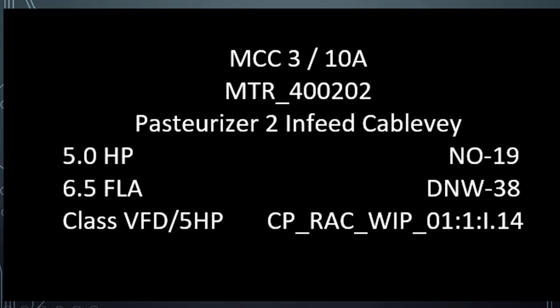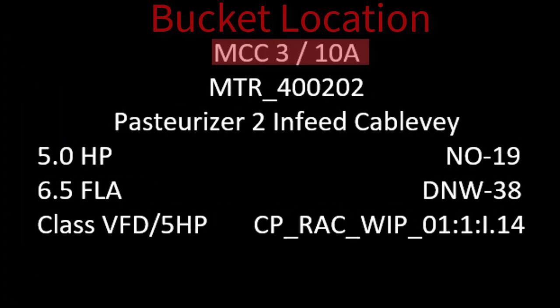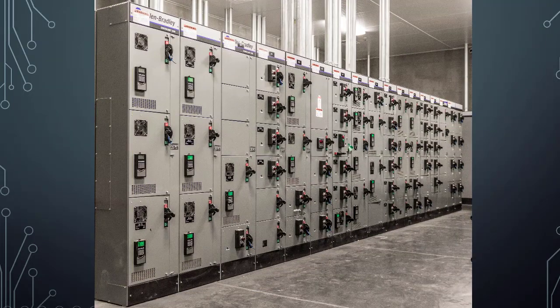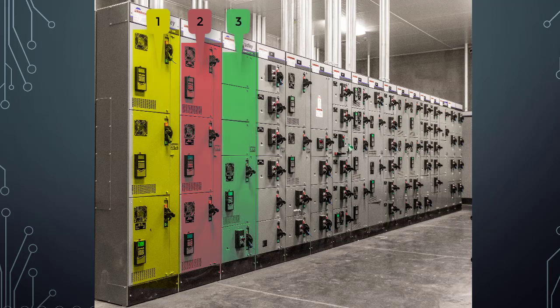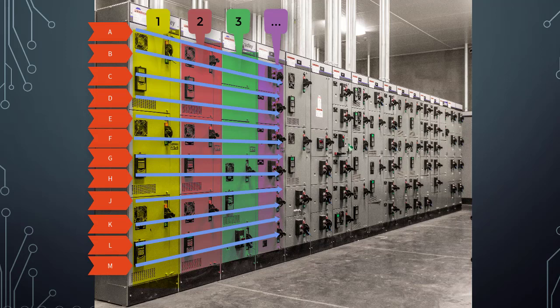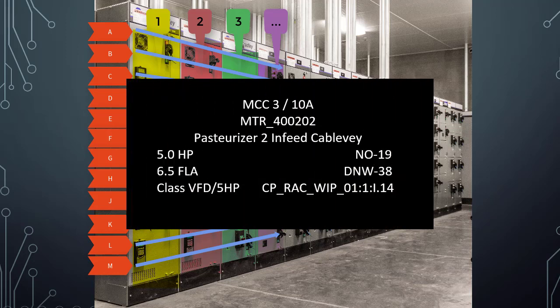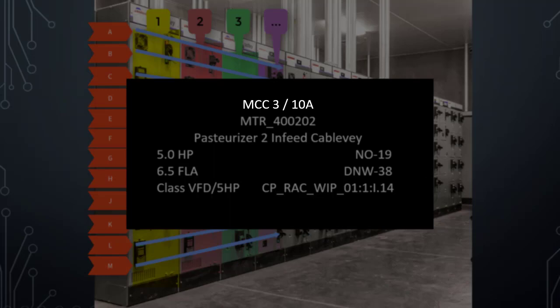On the top is the bucket location. It tells us where it's located at in the MCC. The MCC is divided into columns, typically numbered from left to right. The MCC is usually divided into sections as well, usually going up numerically. The MCC room also has rows of letters to help us identify and organize the MCC. If we look at our motor tag again, we will see that our bucket is in MCC 3, column 10A.